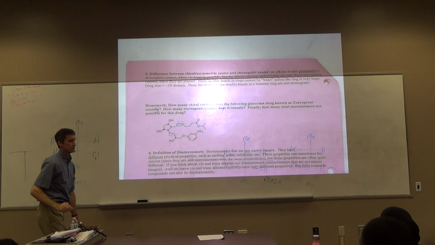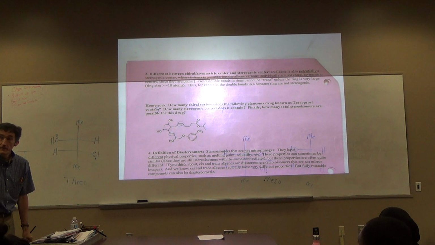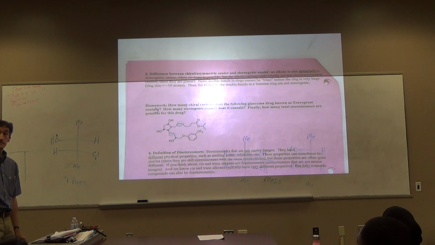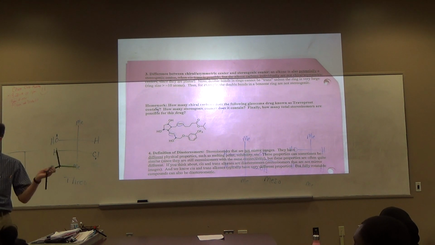How many total stereoisomers? 2 to the n. Well, what's 2 to the 7? I haven't had math in a long time, but I think it's 128. Is it 128? I'll trust you. Okay? He said it's 128. You can do simple math. 2 to the 7. 128. Okay. Draw them all. Each one.